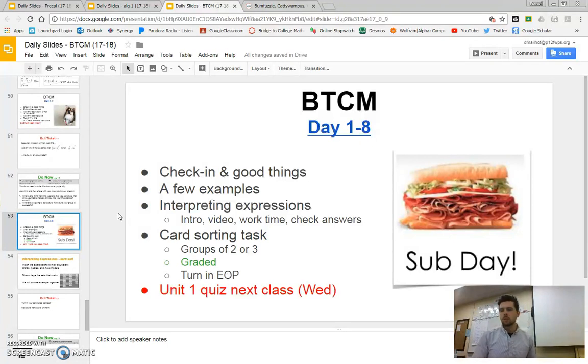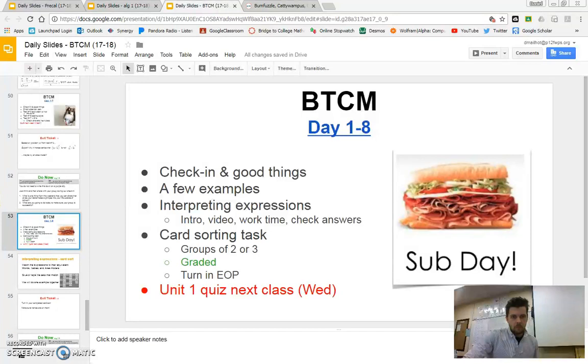I want you to be in groups of 2 or 3. You can pick your own groups. I'll mention that again later. It is graded. This will go in the grade book for a grade. You turn it in end of class, end of period. And we have a quiz on Wednesday, our Unit 1 quiz. Friday, we're going to be doing a bridge between Unit 1 and Unit 2 with one other kind of card sorting-ish type of task. I think it's pretty fun. So quiz Wednesday. Let's get going.